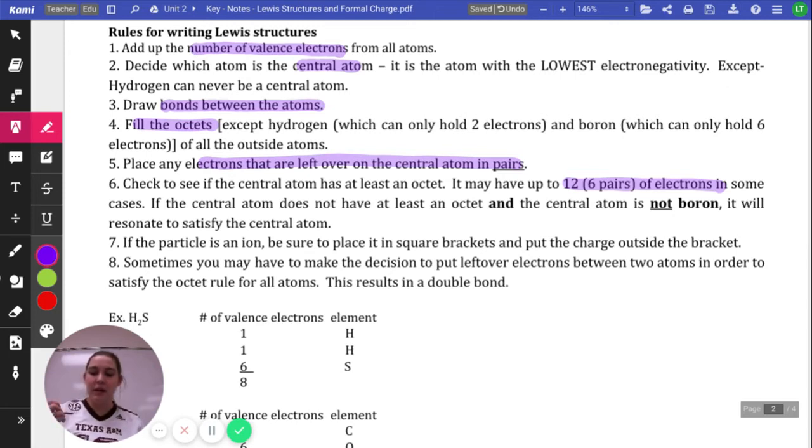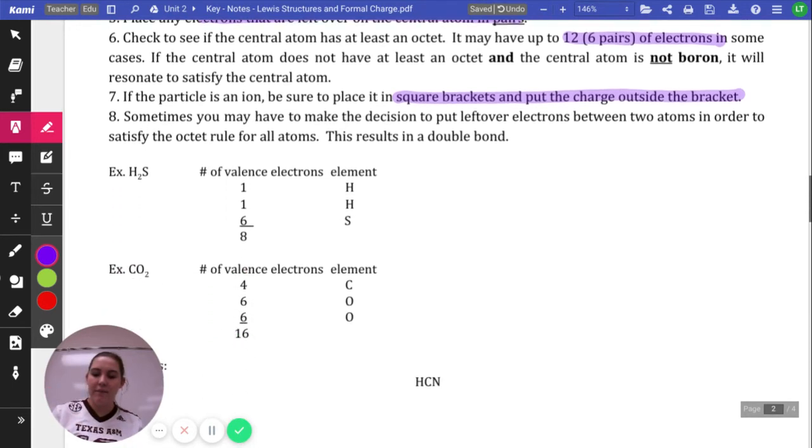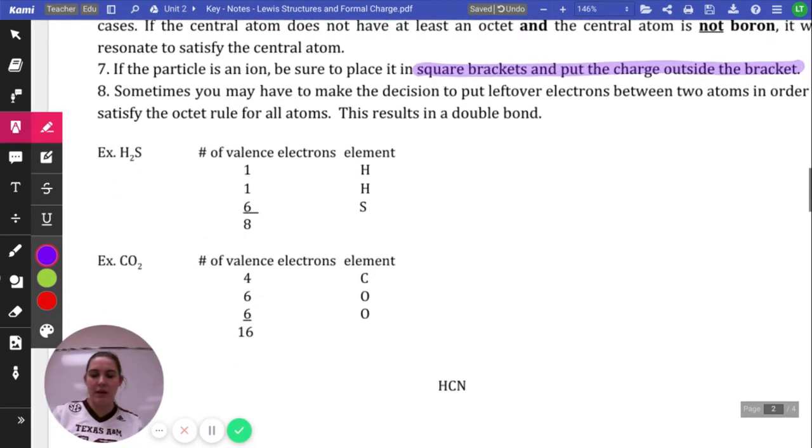But yeah, if you don't have at least an octet and the central atom is not boron, it will resonate to satisfy the central atom, which again, we'll talk about in our next video. If the particle is an ion, be sure to place it in square brackets and put the charge outside the brackets. And then sometimes we have to make double bonds if we don't have enough electrons. Okay, so let's start with our first example here.